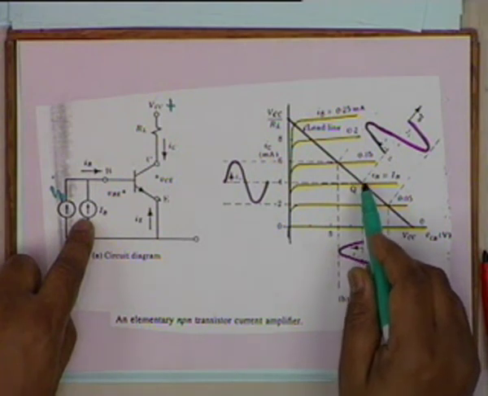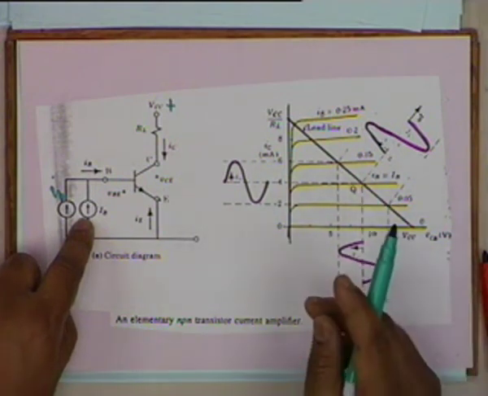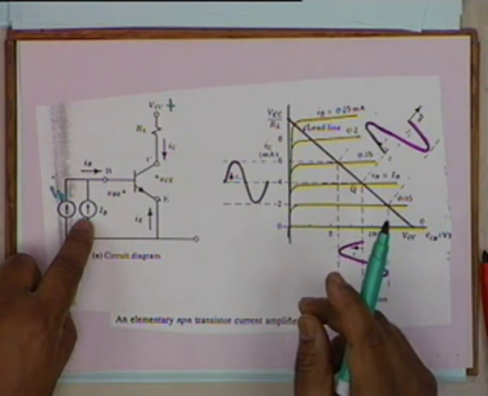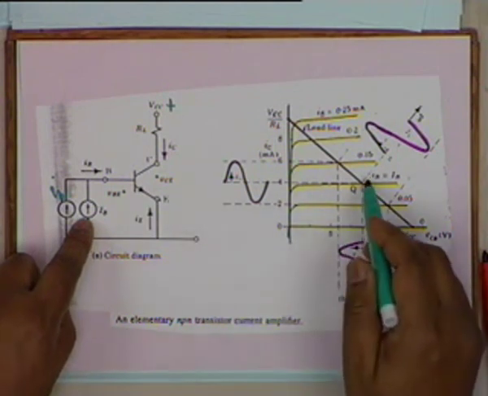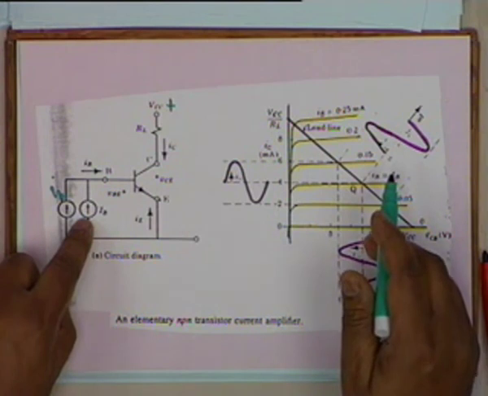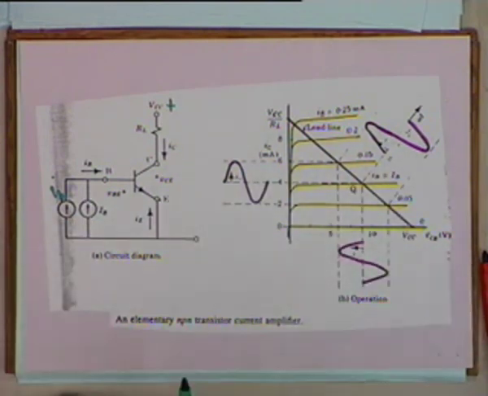And Q, the symbol Q, no longer for quality. Q is quality in a resonant circuit. This Q is for quiescent point. It is from here that we will start our next lecture after the mid-semester break.